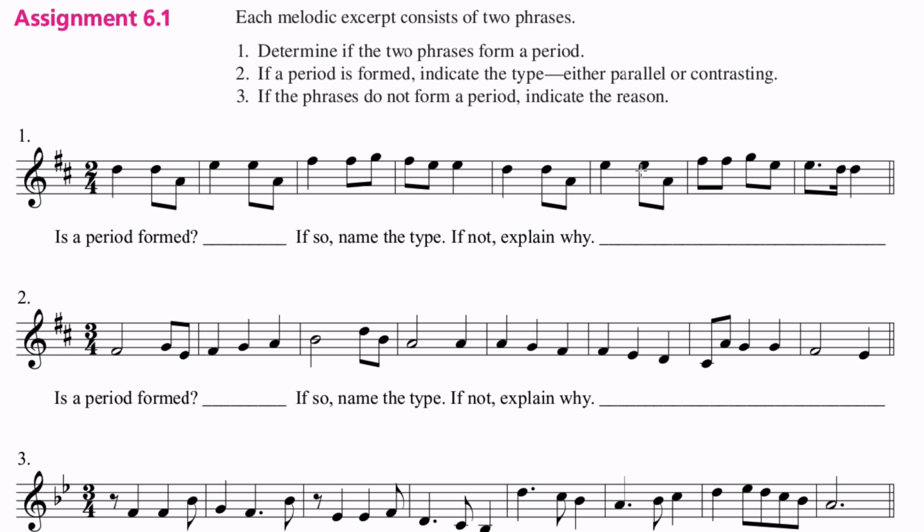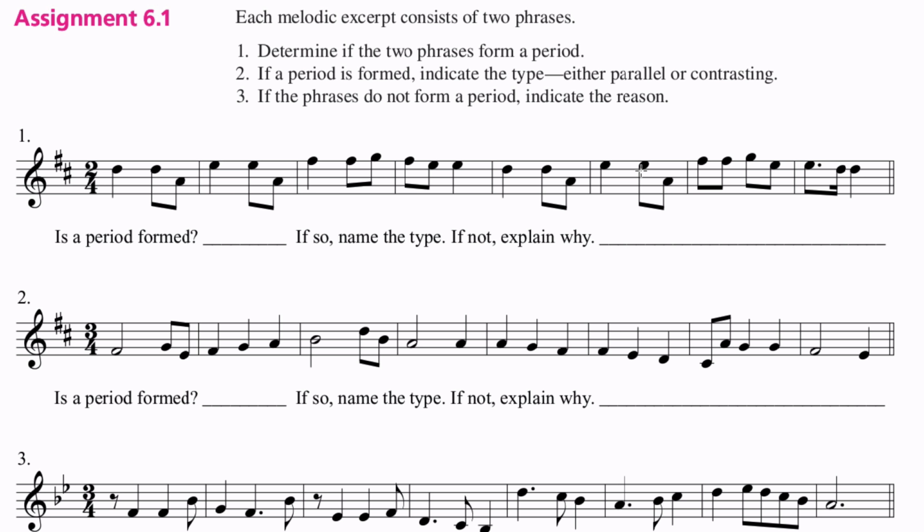So first example goes like this. I'm going to play all 8 measures. So it sounds finished. Sounds like things ended, so probably authentic cadence. But let's look at it more carefully.